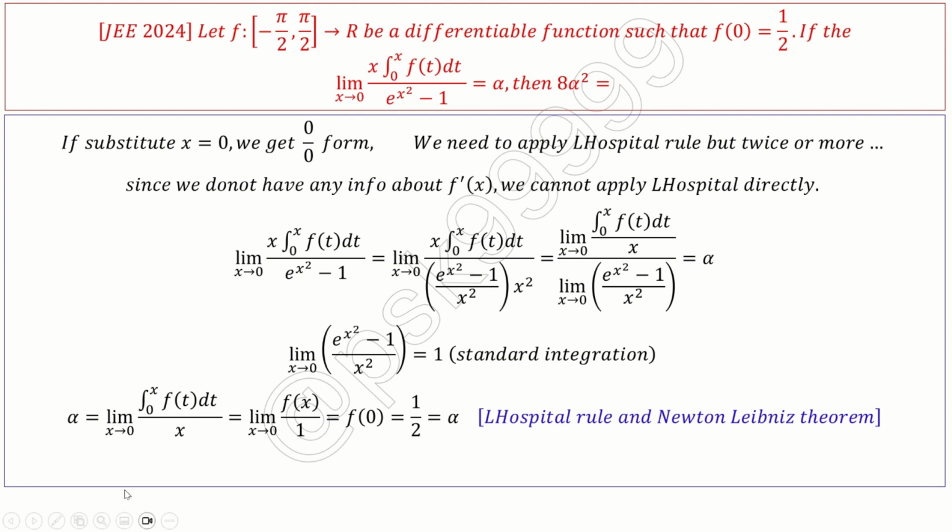So my alpha is nothing but the limit as x tends to 0 of the integral from 0 to x of f of t dt divided by x. Now if I substitute x equal to 0, this is 0 by 0, so I need to apply L'Hospital rule, correct? L'Hospital rule means you have to differentiate the numerator. That means I need to apply the Newton-Leibniz formula, which is nothing but f of x minus f of 0. F of 0 will go off in the differentiation as 0, so f of x. So this is nothing but f of x divided by 1. This differentiation is 1. Now if I apply the limit x tends to 0, this is nothing but f of 0, that is half. So alpha is half, so my 8 alpha square is 2. That's the answer. Next.